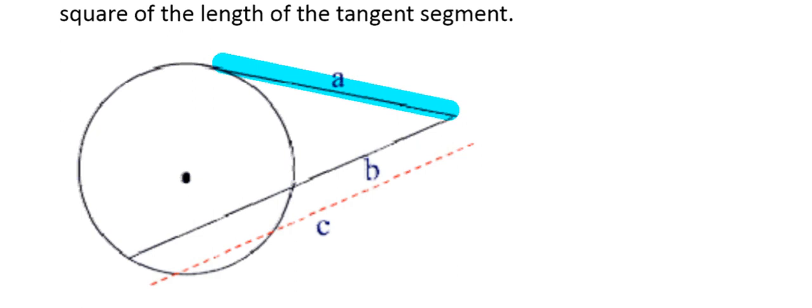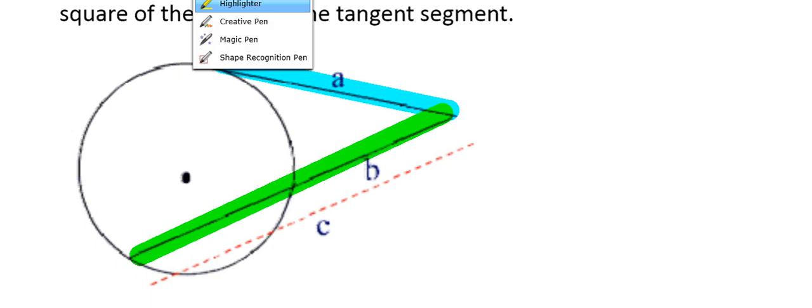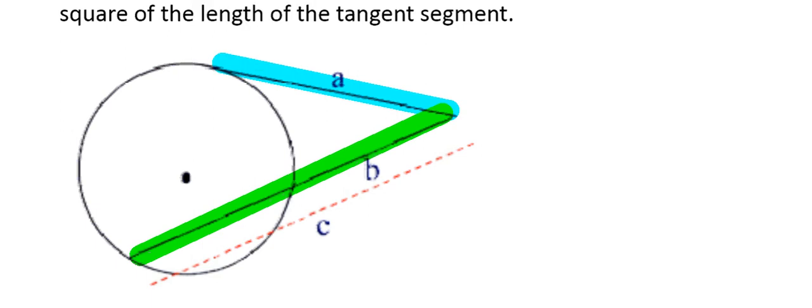I'm going to make one blue and the other one green. And I'm going to think to myself, let's use that same exact formula here. Let's take the outside times the whole thing for the blue fella and make that equal to the outside times the whole thing for the green one.